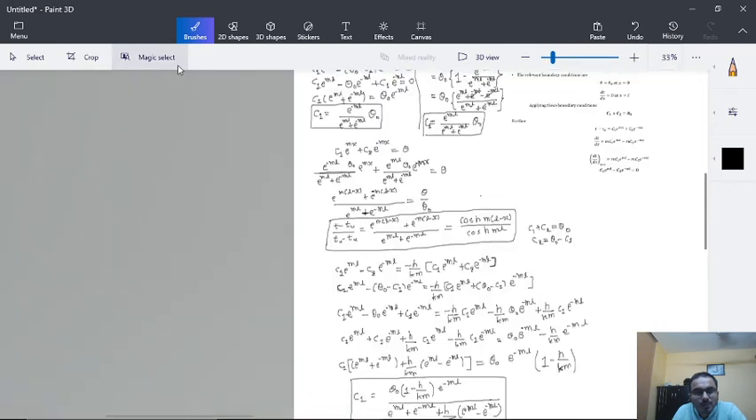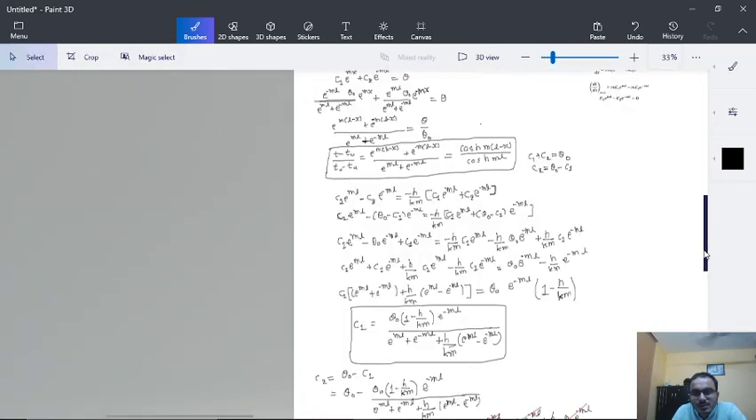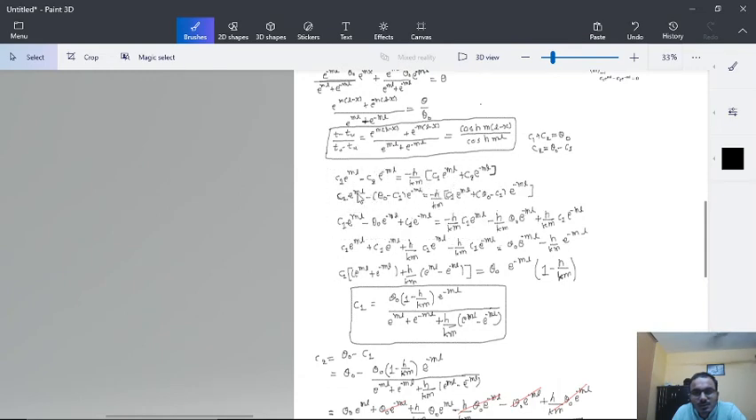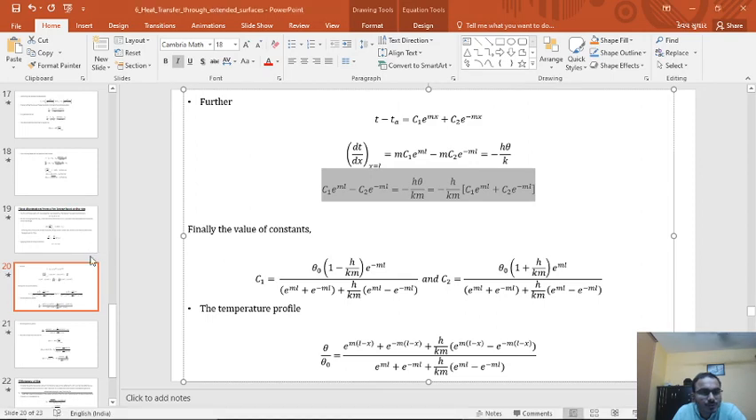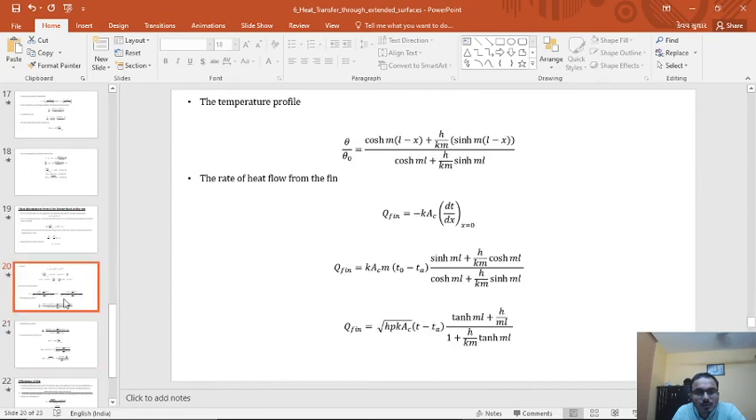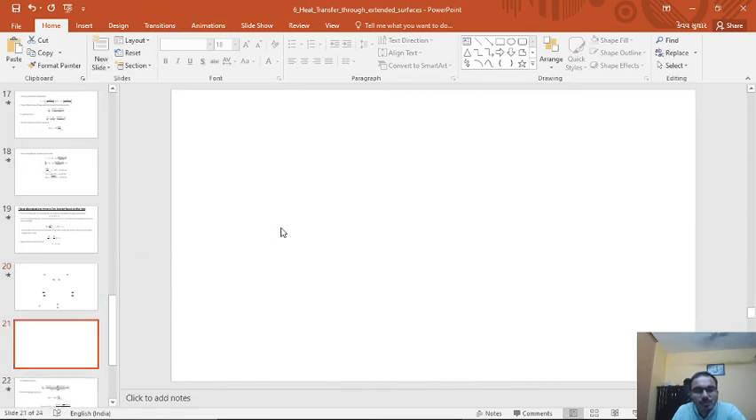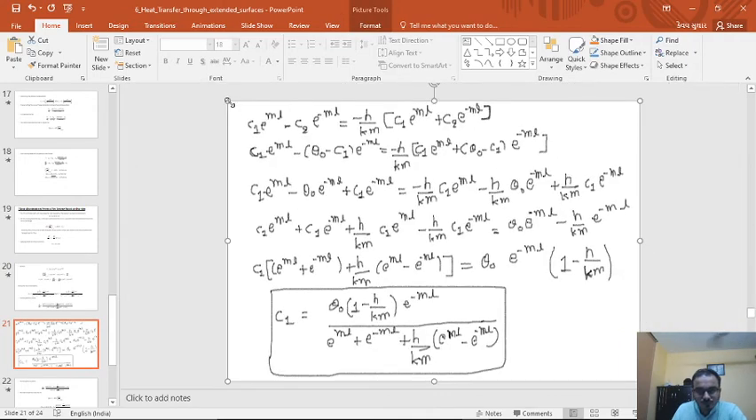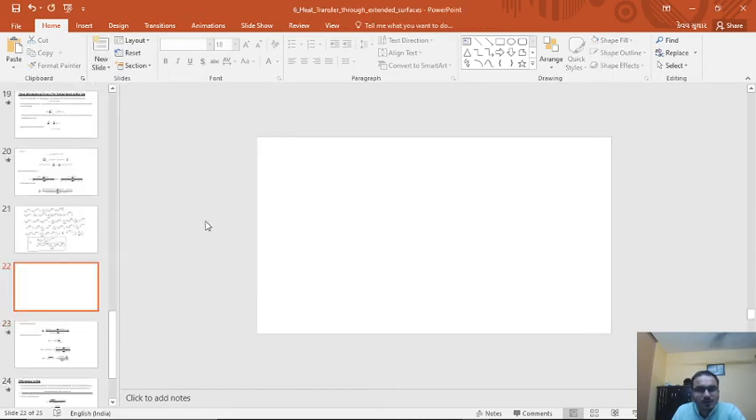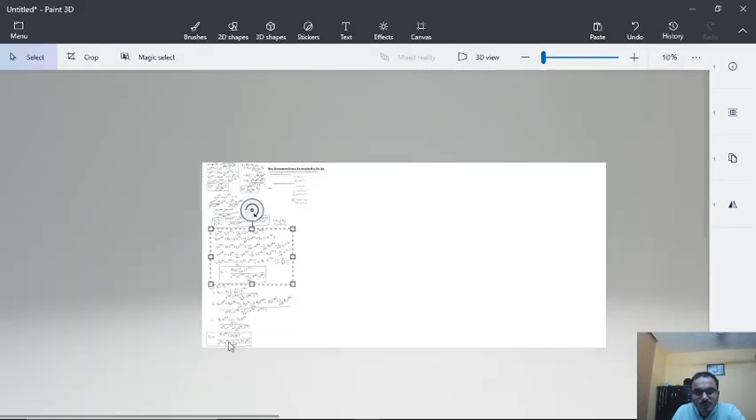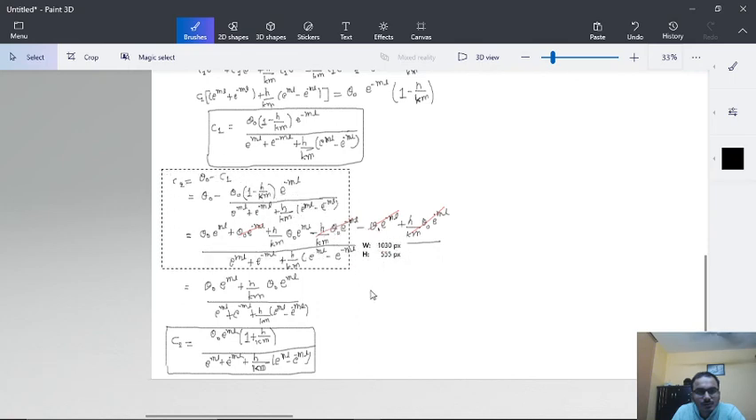So for your convenience, let me first take this portion, which is the derivation of C1, into our slideshow. I will be putting it after this. That is the derivation of C1, and after that the next derivation is of C2.